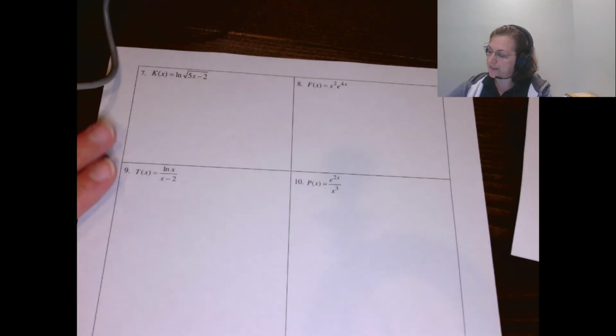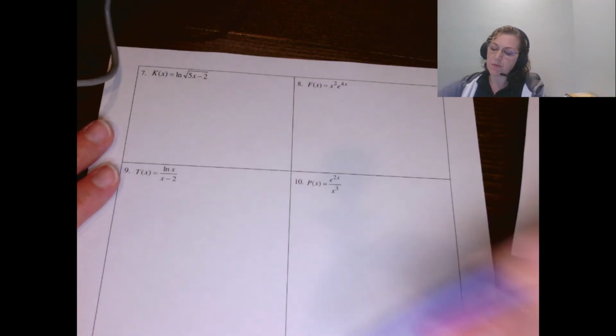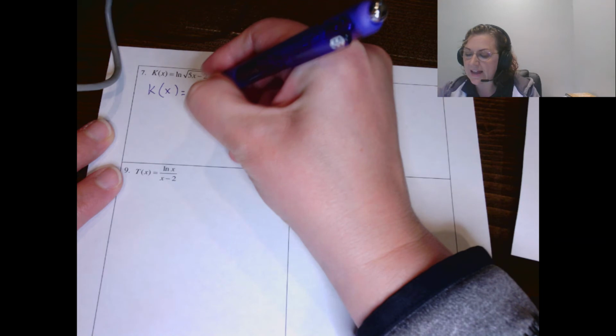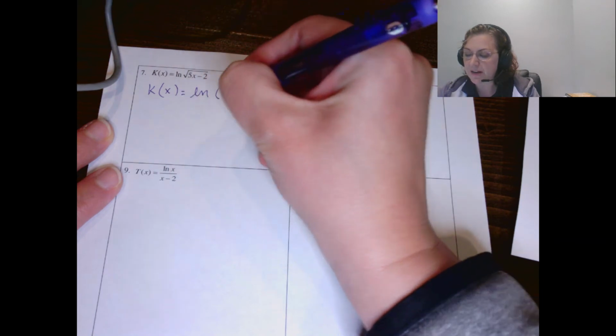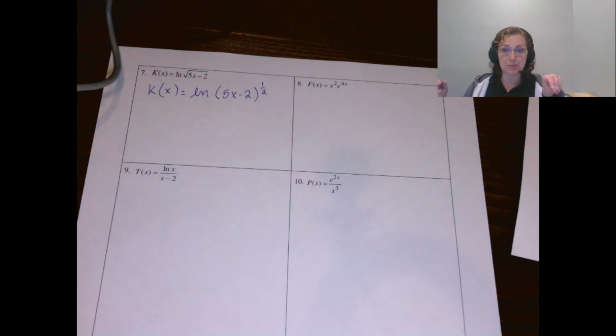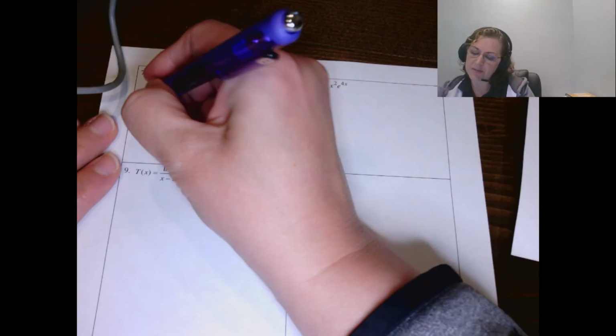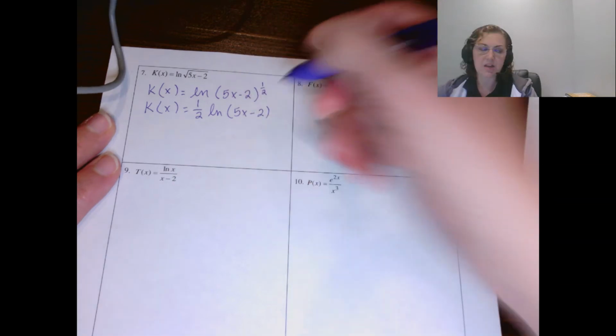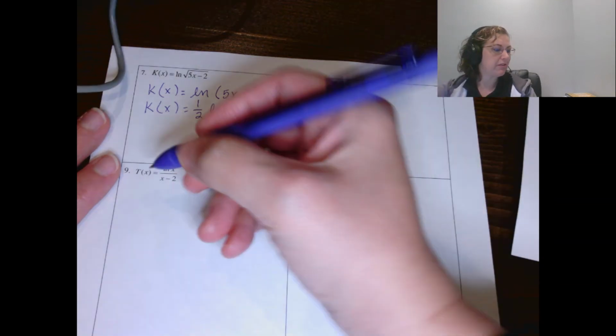Okay, let's look then at number 7. Now remember with this one, you probably can do a little algebra first. I would rewrite that ln as 5x minus 2 to the 1/2. We know that exponents in logarithms can become coefficients. So we can actually make the calculus part here a little bit easier. Now let's take the derivative.